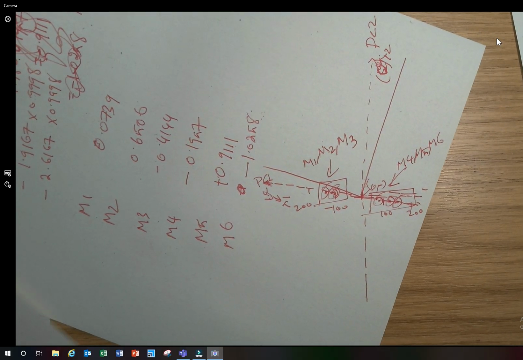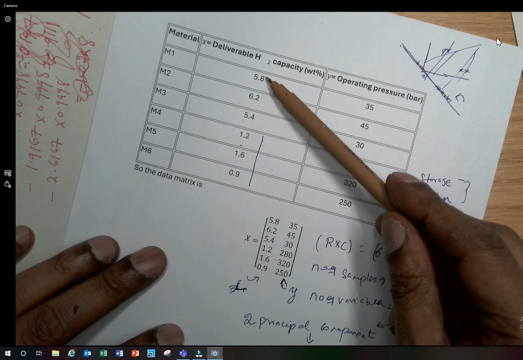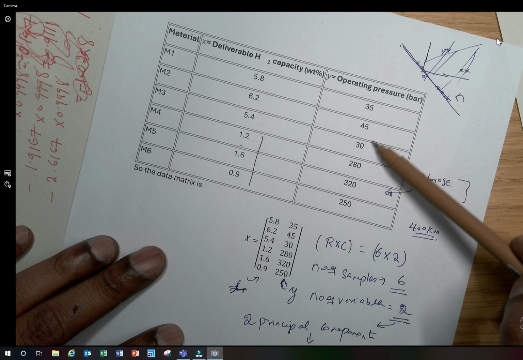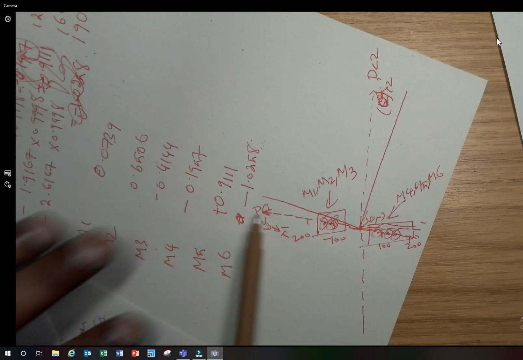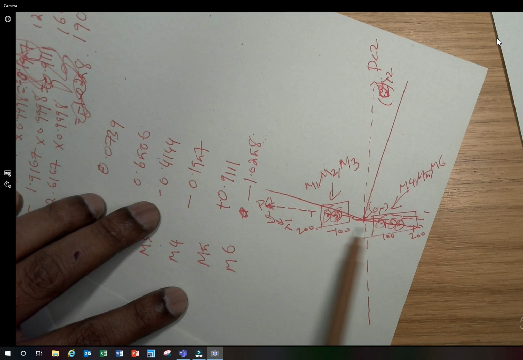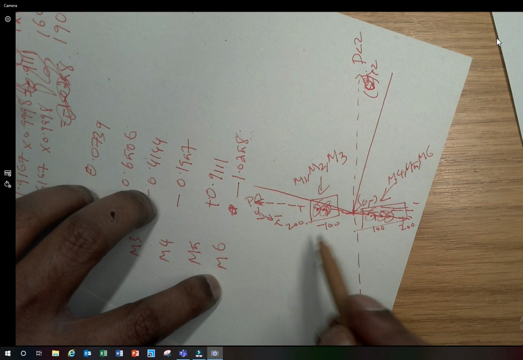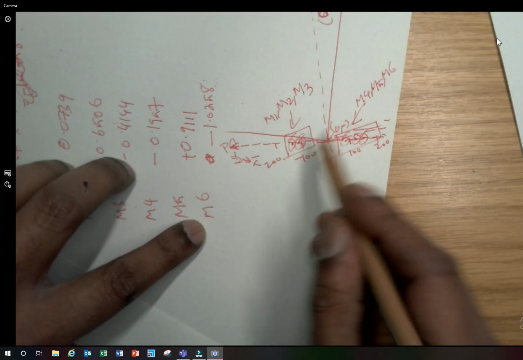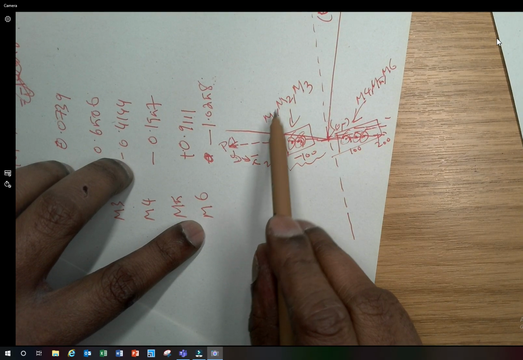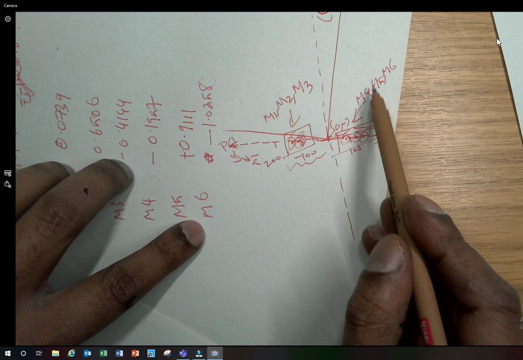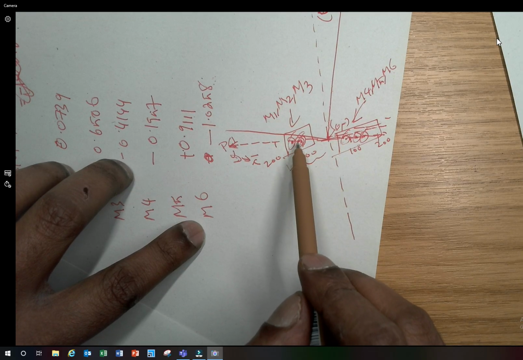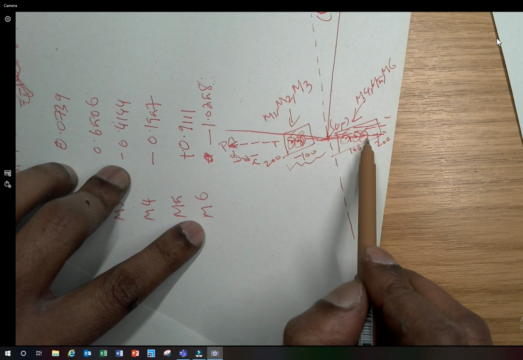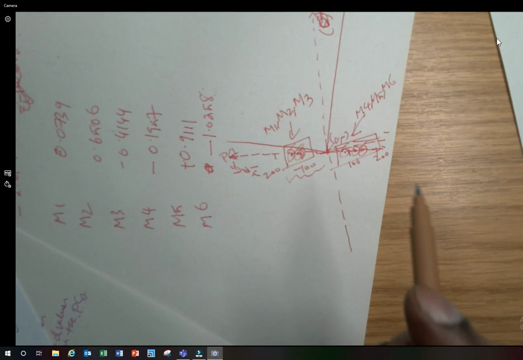So what we see here is we took the two-dimensional data. The original data has deliverable capacity and operating pressure, isn't it? We took the original two-dimensional data and reduced it into one dimension. We projected those values into a single direction, PC1, and managed to identify that there exist two categories. One is material 1, 2, 3, and the other is M4, M5 and M6. One of these may be viable material good for hydrogen storage, and the other class of material may not be good for hydrogen storage.